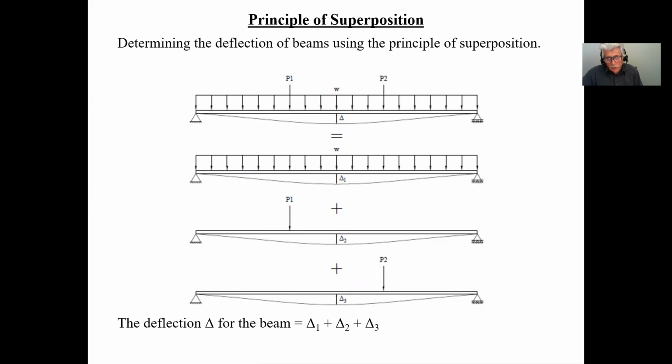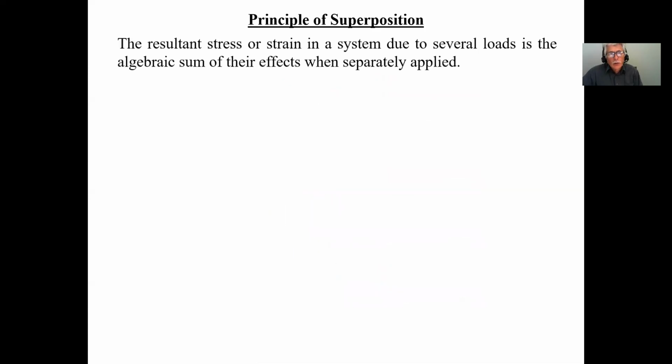So the elastic range means that you will not go beyond the yield stress of the material that you're using for your beam. So the resulting stress or strain in a system due to several loads is the algebraic sum of their effects when separately applied. So that's why you can also use it for stresses, in other words, for forces, you know, bending moments, shears, and so on. So the superposition principle is applicable only in the elastic range of materials where deformations are small, okay?